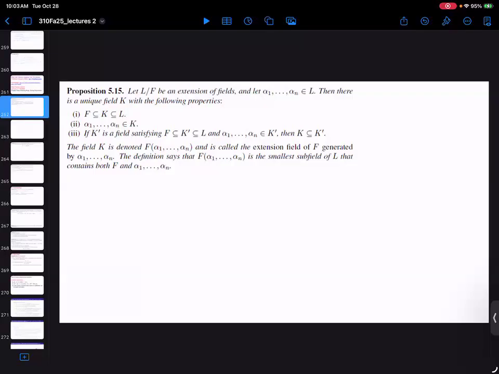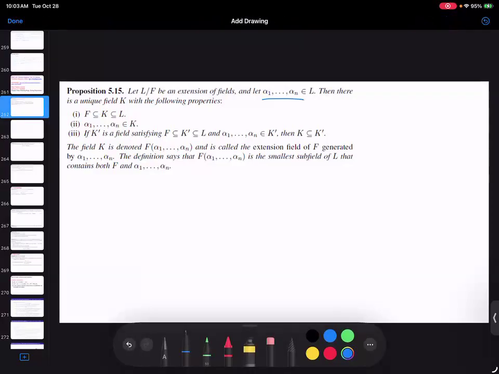And so we can choose some elements, let's say alpha 1 through alpha n, that are in L. Then there's a unique field K with the following properties. The field K lives between F and L. The elements alpha 1 through alpha n are in K. And if K prime is any field between F and L that contains alpha 1 through alpha n, then K is contained in K prime. So there's a smallest field that has these properties. Informally, let me take these elements alpha 1 through alpha n, put them in, and then put in whatever else I need to keep something a field.